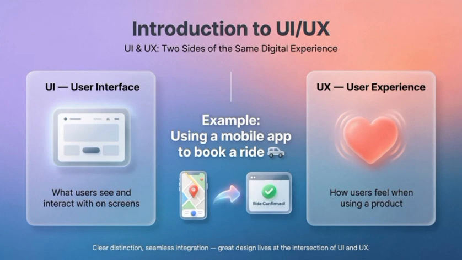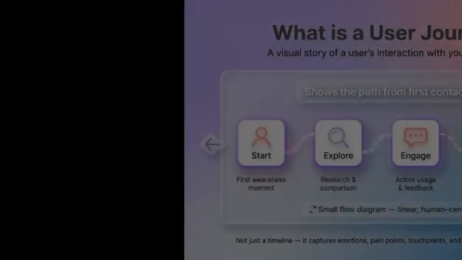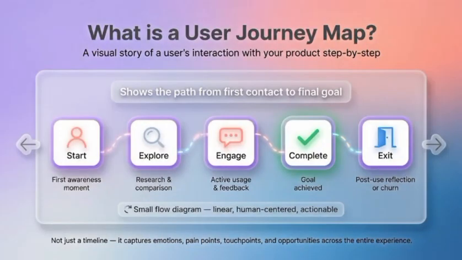Now that we understand UI and UX, let's move on to what a journey map is. A user journey map is a visual representation of a user's experience while interacting with a product. It shows step by step how a user completes a task, including their actions, thoughts, and emotions. It helps designers understand user behavior and improve the overall experience.